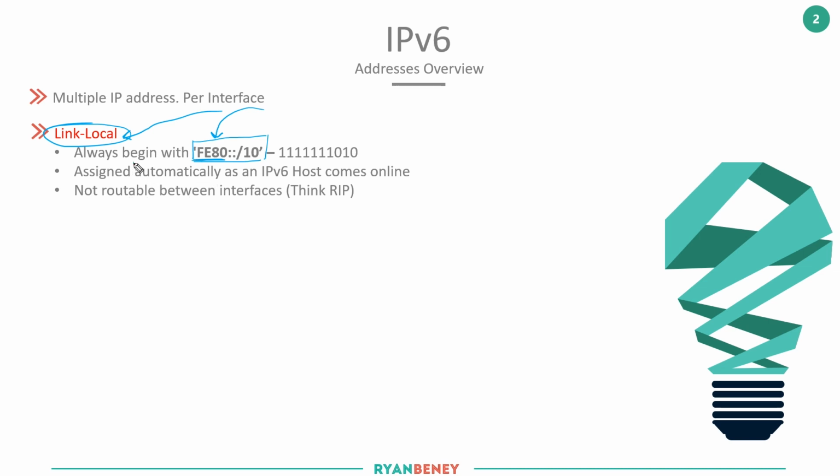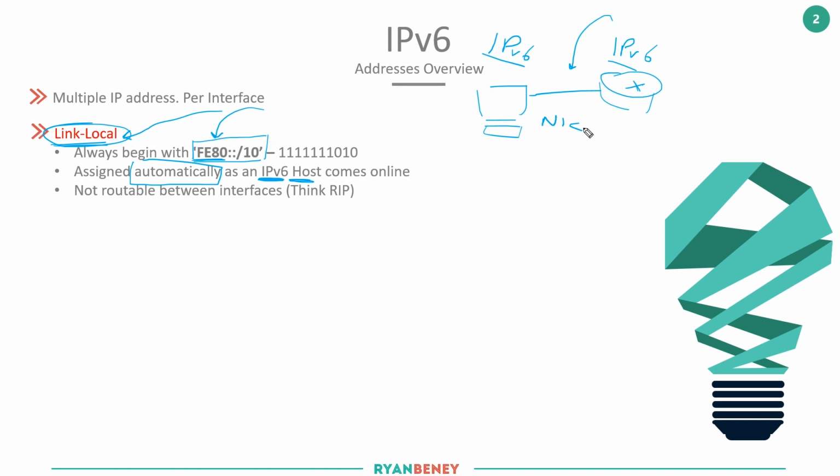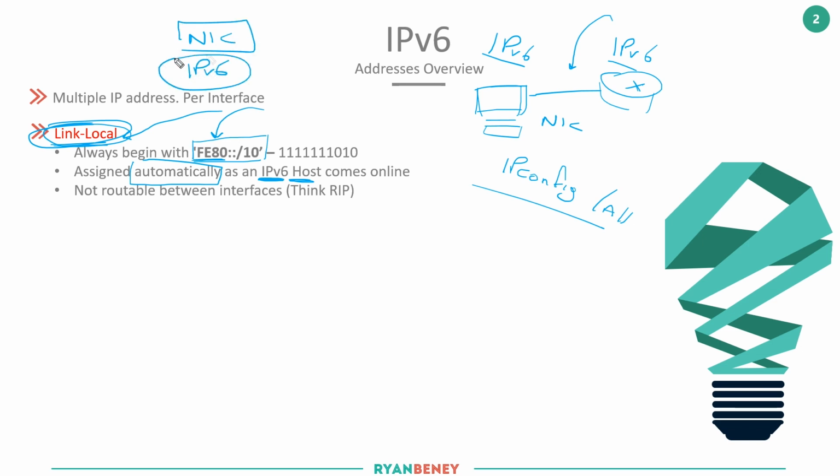It's automatically assigned to an IPv6 host when it comes online. That means if I have a PC and a router connected together and I turn on IPv6 on both of these devices, they will automatically assign themselves a link-local address on their network interface cards. In fact, if you go to your Windows PC now and look at ipconfig, you'll notice that you already have a link-local address, because 9 out of 10 times your NIC, especially nowadays, is IPv6 ready.